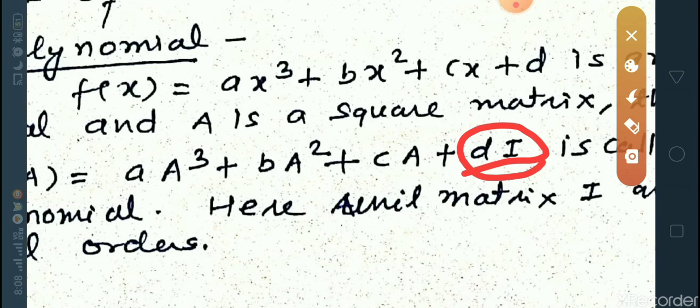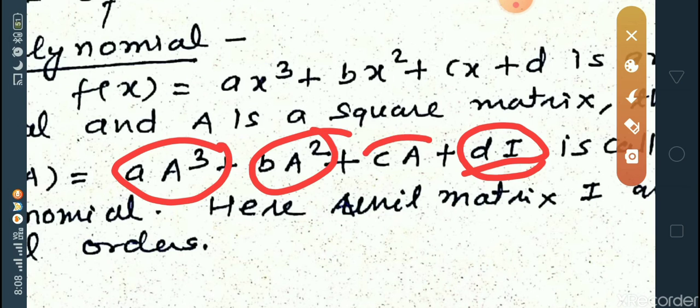Because if you do not write I here, then this addition will not be possible, because you cannot add a number to a matrix. All of these will give a matrix, this will give a matrix, this will give a matrix, this will give a matrix. Then how would you add a constant to a matrix? There is no such rule. So we write I as a multiple of d, so that the matrix addition can be possible. I should be written.